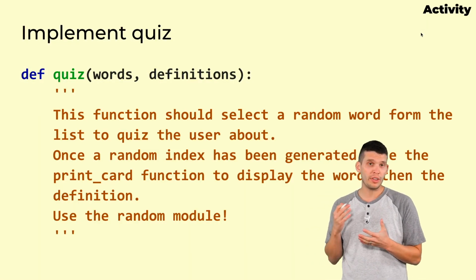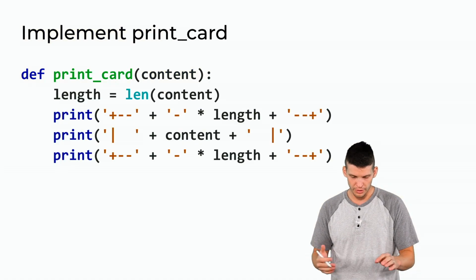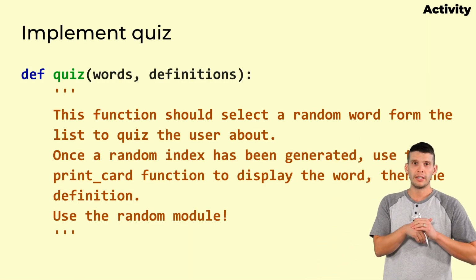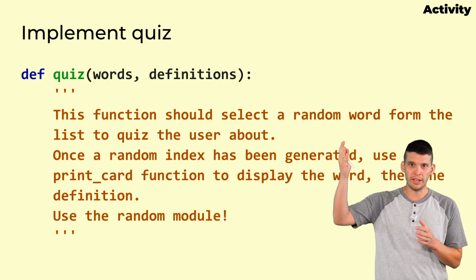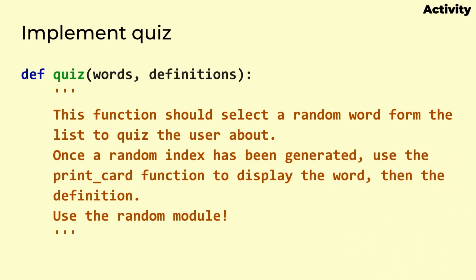So the function that's going to call print card is quiz. Its job is to select a random word from the data that we have, and it has 2 parameters, which you can expect are the words list and the definitions list created previously. After you've picked a random index, you should print out that word in a box and then wait for the user to press enter, and then print out the definition after the user presses enter, and so on. So essentially, this is one round of quizzing for preparing for an exam.